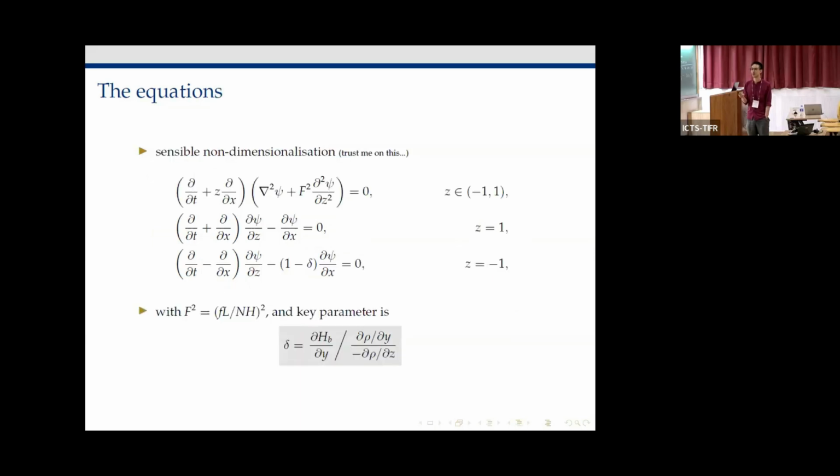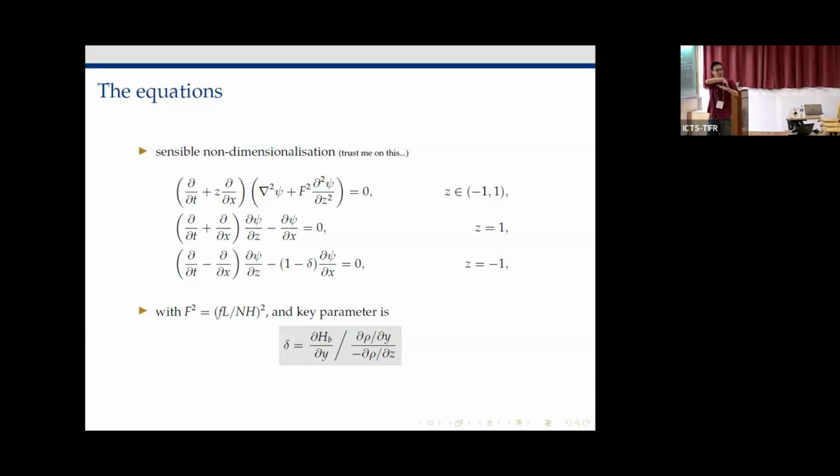You non-dimensionalize as useful, and you get this delta parameter coming out. F is still exactly the same as before. It's the inverse Burger number. So the key parameter here would be your delta. Delta measures the orientation between your slope and your isopycnal slopes. If you have a slope tilting this way and your isopycnal or buoyancy slopes are intersecting this way, then this is a negative delta. The positive delta would be this one.